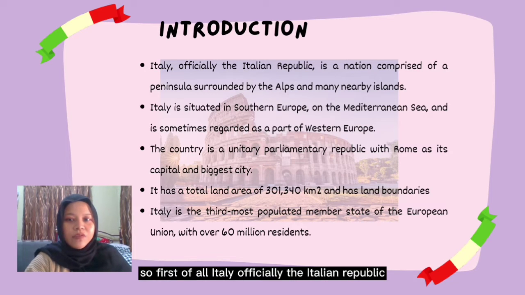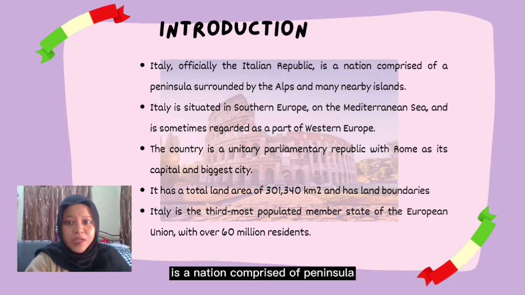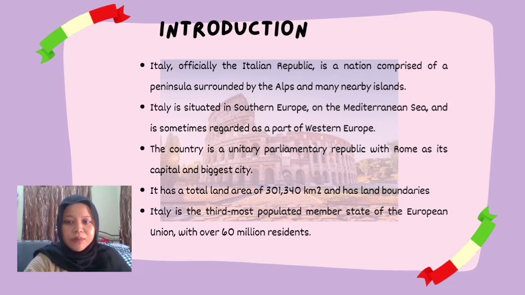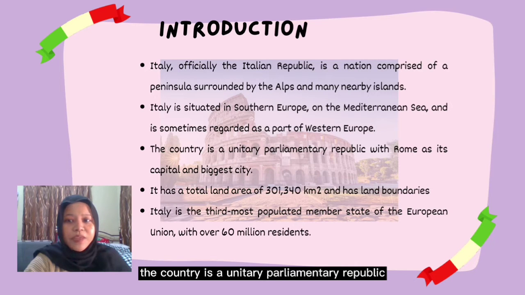First of all, Italy, officially the Italian Republic, is a nation comprised of a peninsula surrounded by the Alps and many nearby islands, the majority of whose area relates to the specified geographical region. Italy is situated in southern Europe on the Mediterranean Sea and is sometimes regarded as a part of Western Europe. The country is a unitary parliamentary republic with Rome as its capital and biggest city.